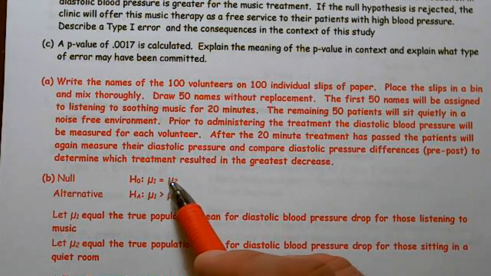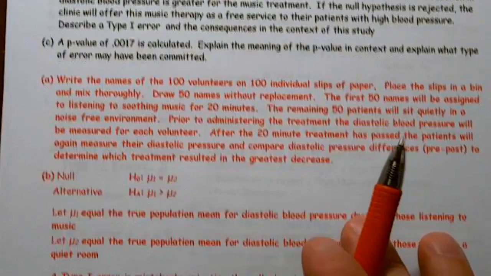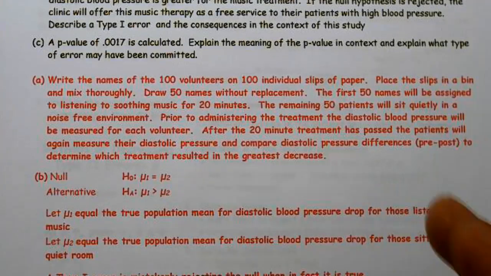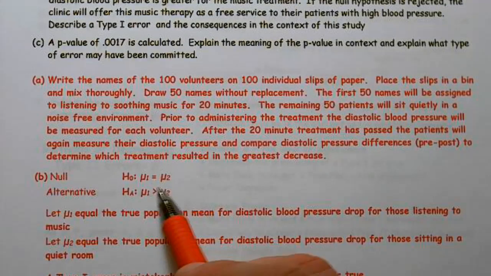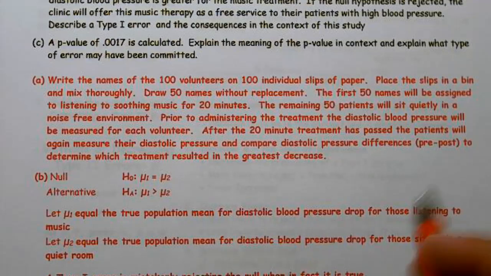We also have mu2, the true population mean for diastolic blood pressure drop for those sitting in a quiet room. This is known as a two-sample mean test, and we will be working with those next week. They're not difficult. They really aren't. But in this case, I have two parameters that I had to define. This is the example I chose. So mu1 is for those listening to music.